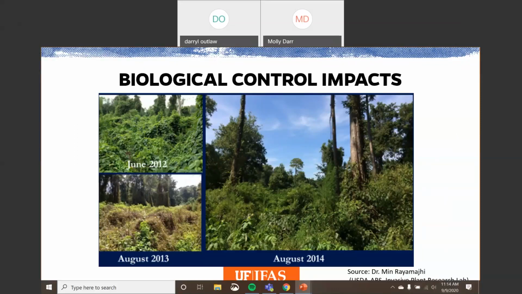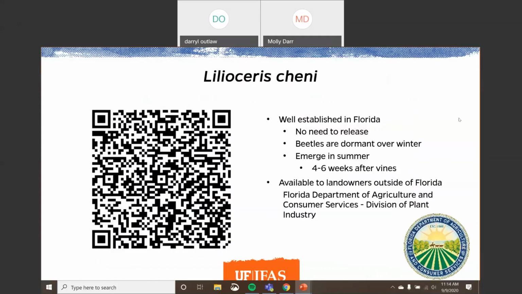Okay. So with that multi-agency effort, these beetles are very well established in Florida. So there's no need to release these beetles in Florida anymore. They are everywhere. They are dormant over the winter because the vines are dormant as well. The beetles will reemerge in the summer. Now, I have to warn you that they come up about 4 to 6 weeks after the vines do. And that's when most people freak out.